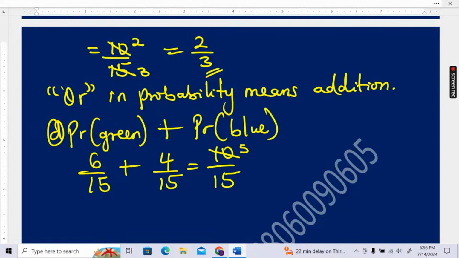2 goes into 10. Okay, it cannot be divided by 2. 5 can divide. 5 divides 10, we have 2. 5 divides 15, we have 3. So the answer is equal to 2 over 3.